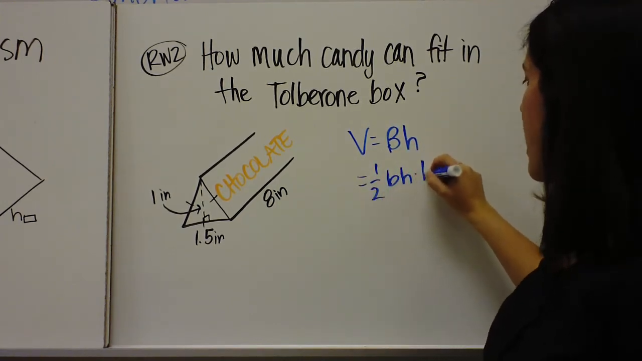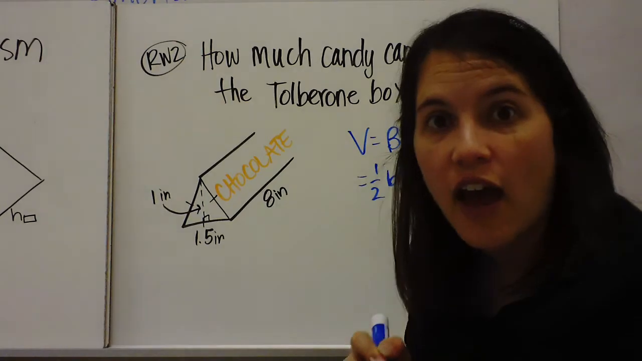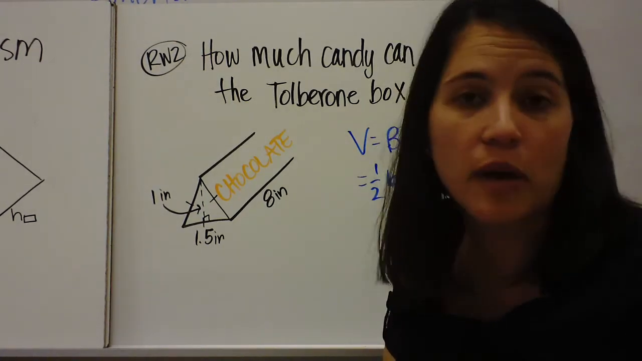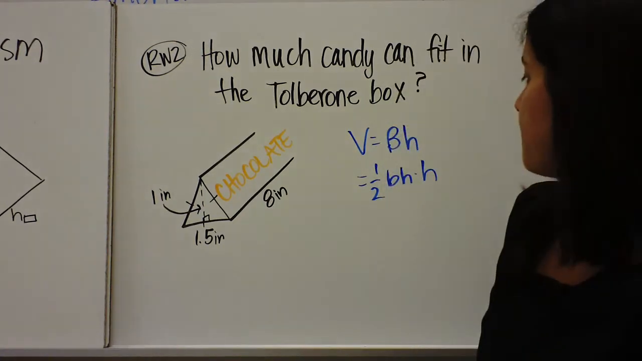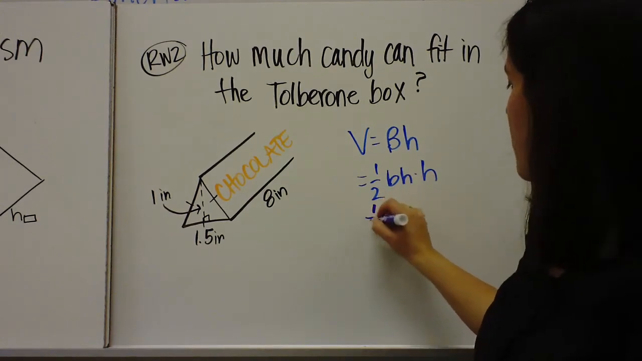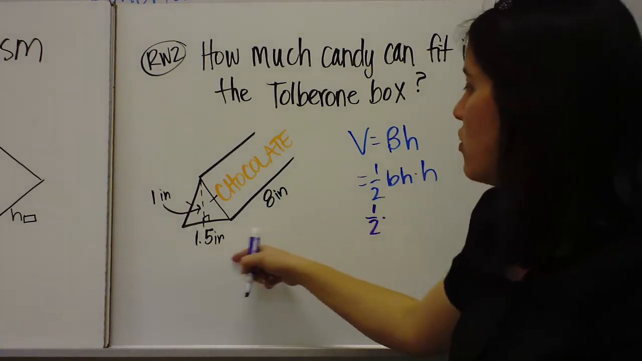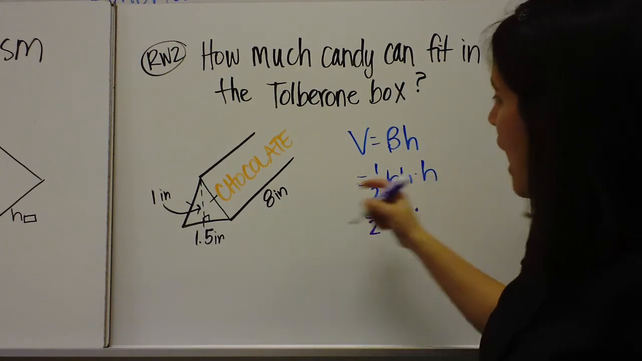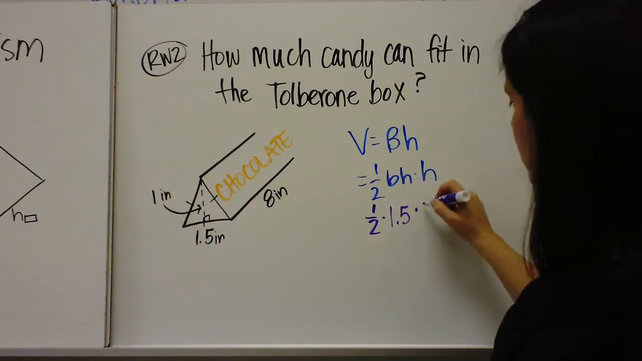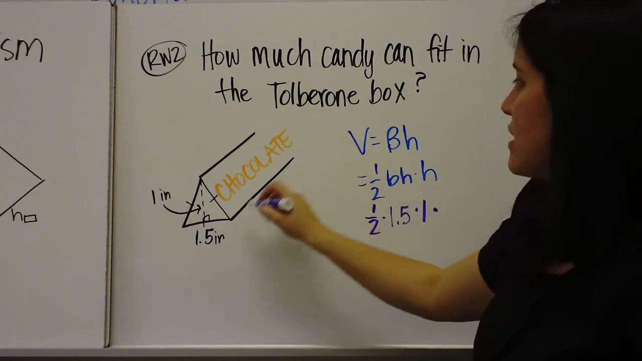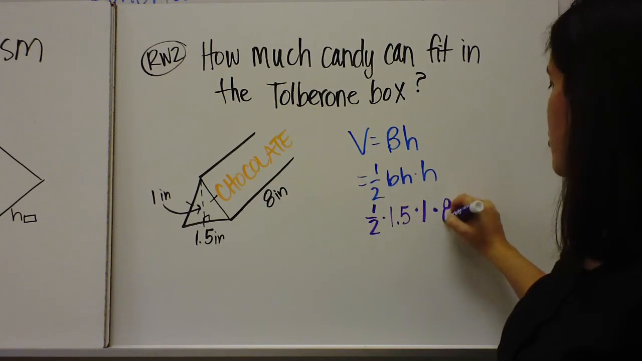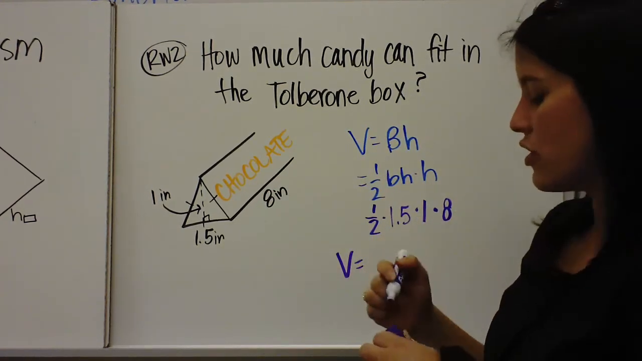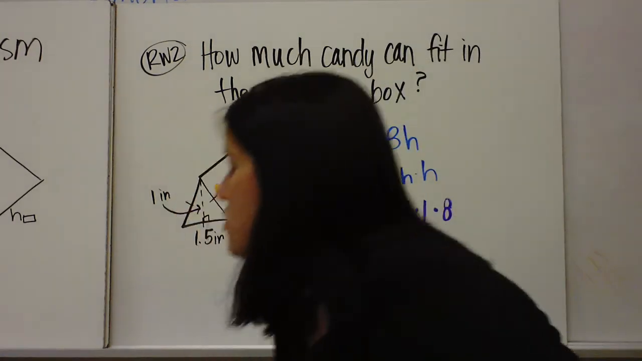1/2 BH times H. You should have that formula memorized by tomorrow. You should be able to quote that back to me. Then the base of the triangle is 1.5. The height of the triangle is 1. And the height of the box is 8 inches. So you are going to type that in to your calculator.